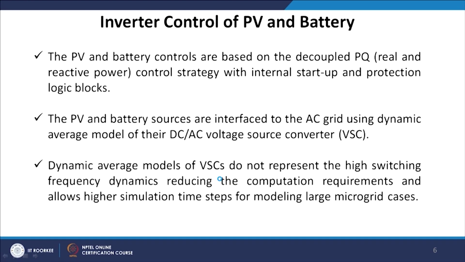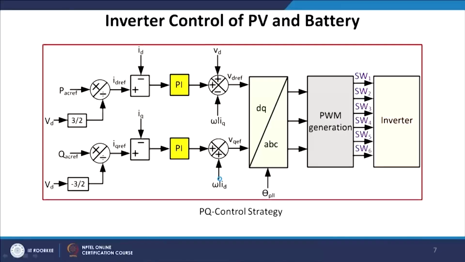Dynamic average models of VSC do not represent the high switching frequency dynamics, reducing the computation requirements and allowing higher simulation time steps for modeling large microgrid cases. Now, this is the PQ control strategy. We can clearly see the blocks, and this is my final outcome for the inverter, and we have PWM generation, DQ and ABC, and we can see the reference power for real as well as for reactive.